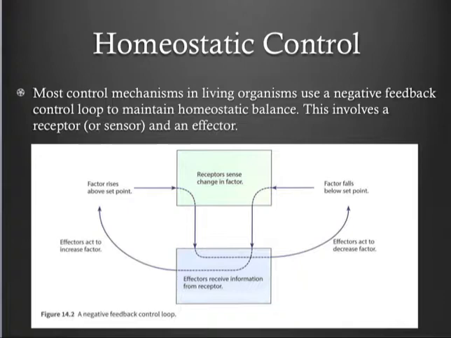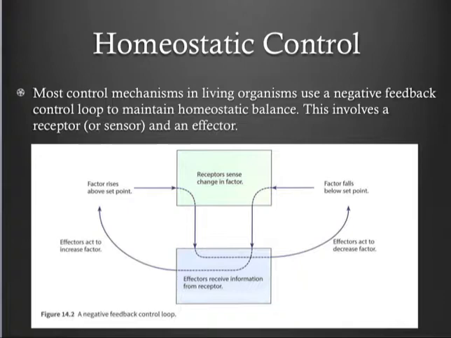So these actions are sometimes called corrective actions, as their effort is to correct or reverse whatever change occurred. Continuous monitoring of the factor by receptors produces a steady stream of information, which goes to the control center that makes continuous minor adjustments to the output. As a result, the factor, whatever it is, like blood temperature or water content, will fluctuate around this particular ideal value. This mechanism to keep changes in the factor within that narrow limit is called negative feedback.